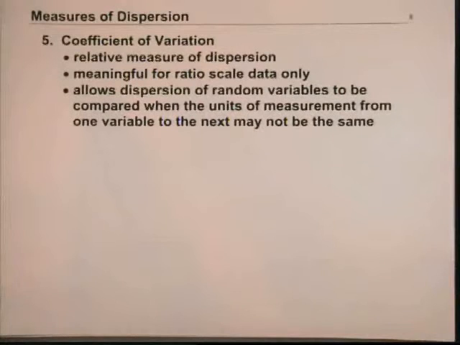Coefficient of variation, also just referred to as CV. I only see this in terms of sample data. Okay, it is a relative measure of dispersion. Okay, it is meaningful for ratio scale data only. Ratio scale, remember, has that absolute 0. Ratio scale means that whenever I talk about things being 10 units versus 20 units, I know 20 is twice as much as the 10 because of the ratio scale. Okay.